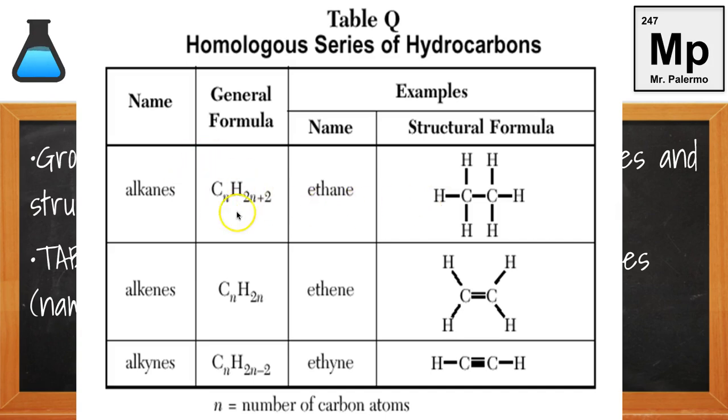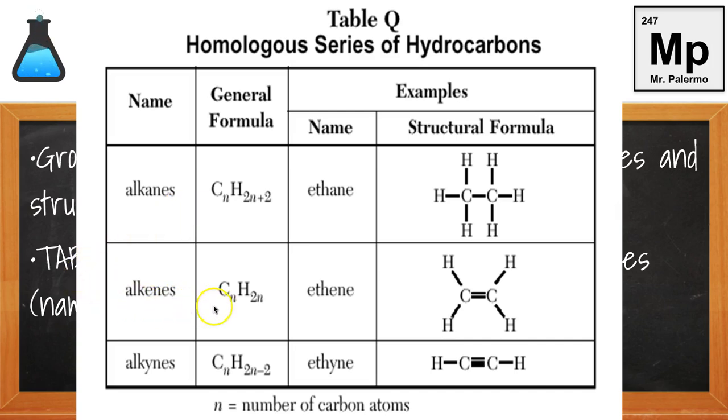The general formula has this n here, which is the number of carbon atoms. If you're trying to figure out how many hydrogens a certain number of carbons would have, you can plug into the general formula. This example here has 2 carbons. If we plug in 2 here, 2 times 2 is 4, plus 2 gives me 6. So a structure with 2 carbons is going to have 6 hydrogens associated with it if it's an alkane.